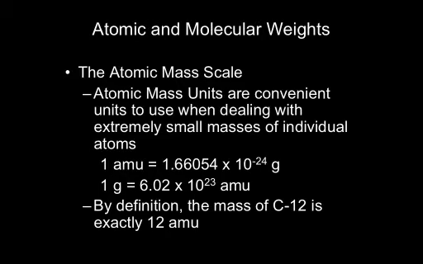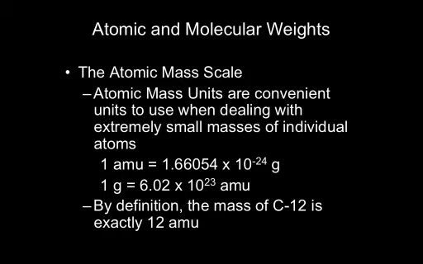So when we're looking at the atomic mass scale, we use things called atomic mass units, or AMUs. These are units that we use when we're dealing with things that are very, very small. When we're talking about the masses of atoms, these are very small amounts, so in order to make it a number that we can deal with, we've come up with this atomic mass unit. One atomic mass unit is 1.66 times 10 to the negative 24th grams. That's a very, very small number of grams, so instead of trying to deal with these very small gram numbers, we're able to use this 1 AMU.